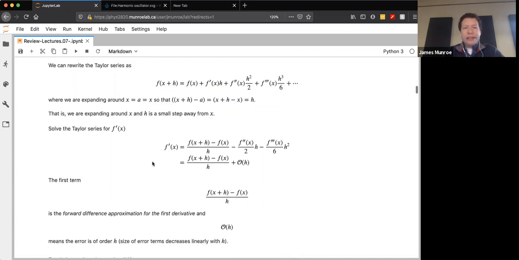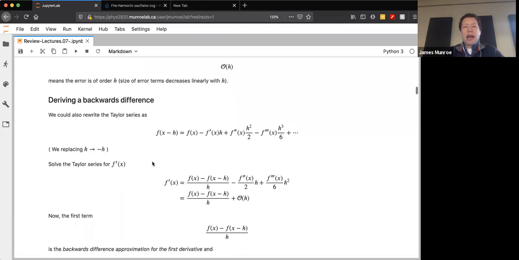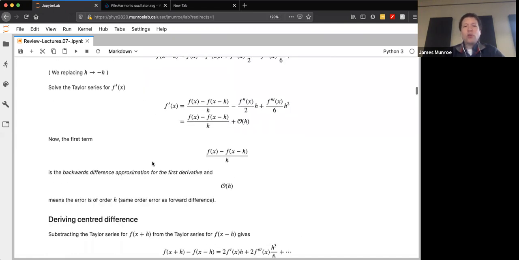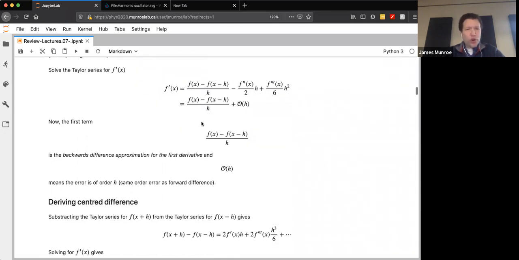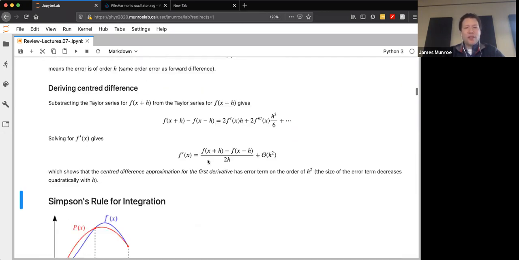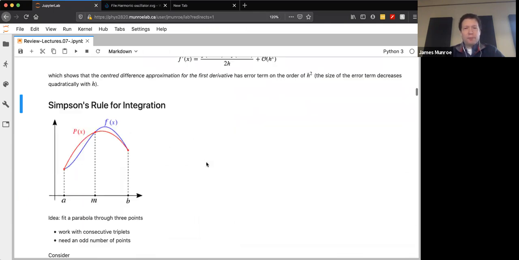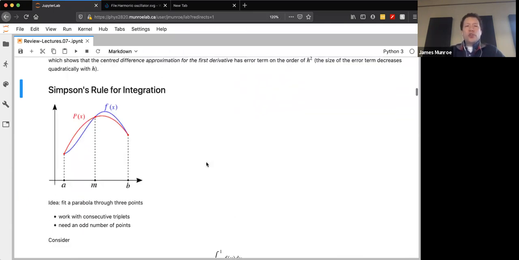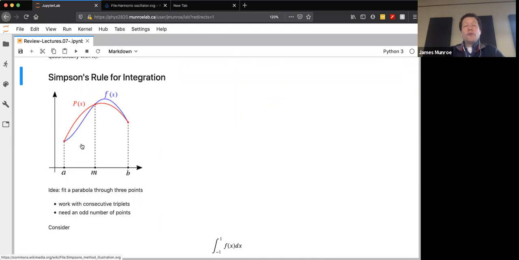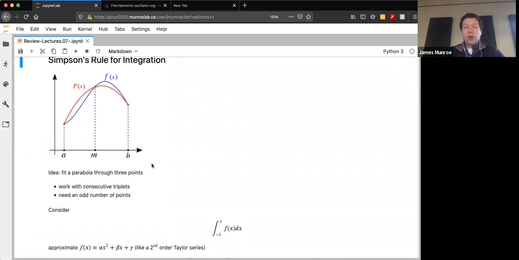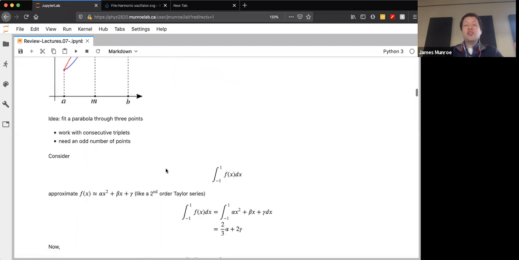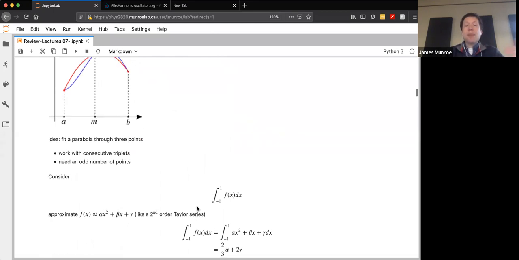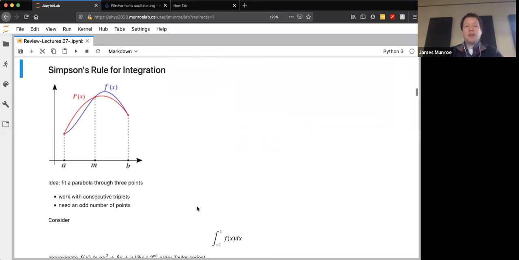So I will leave these three in here as something that you can do. You can start from a Taylor series and you can prove what the error is of these methods. We also introduced a more advanced way of solving for the area under a curve, something called Simpson's rule for integration, to point out that you can do better than first order. You actually can do more advanced techniques by using the idea of a Taylor series.